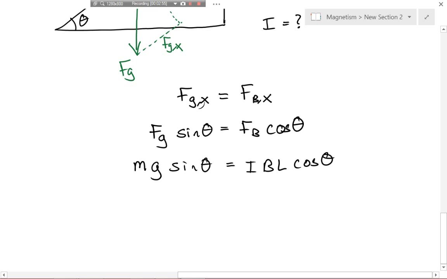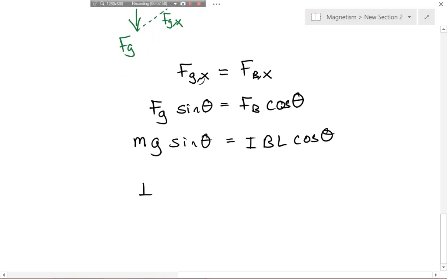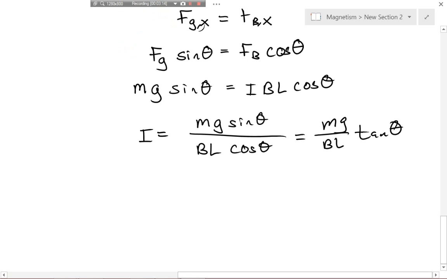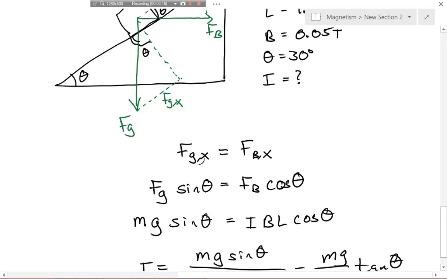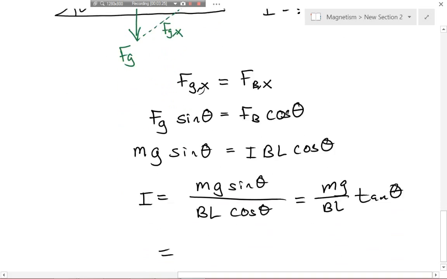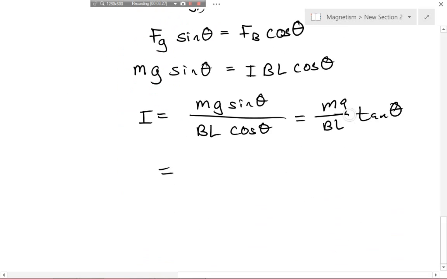And now if I just solve for that current, so if I rearrange this, I see the current flowing through the wire has to be equal to mg sine theta divided by BL cosine theta, or mg divided by BL times tangent of 30 degrees. And if I plug my known values into this, remember the mass was 0.2 kilograms, the length was 1.6 meters, the magnetic field is 0.05 Tesla. So if I plug those values in, I can see that the current flowing through the wire must be equal to 35.4 amps.